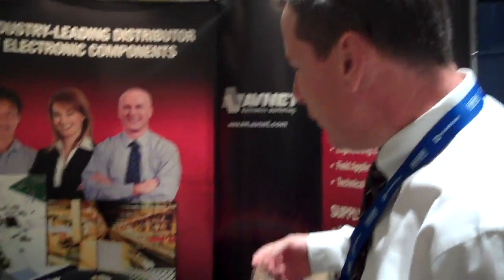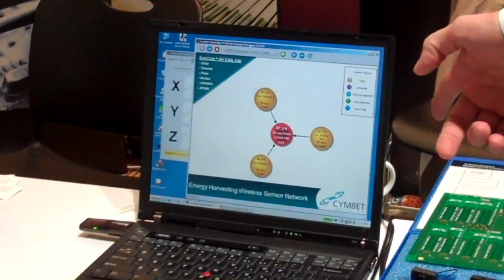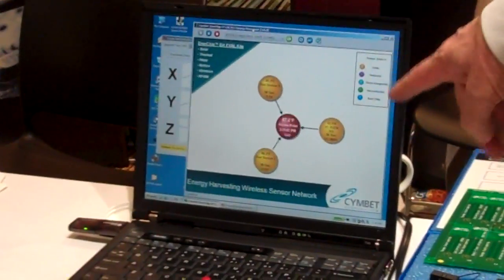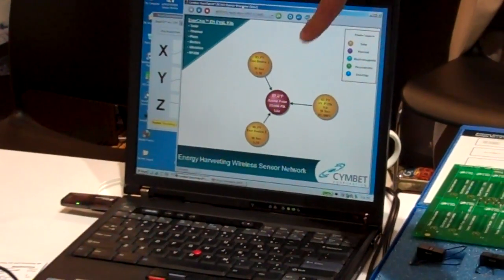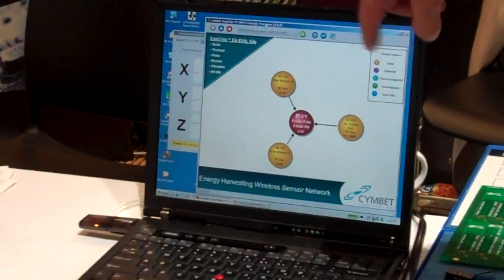Okay, I'm Joe Tillison from Avnet Electronics Marketing, and we're here at the IDTechEx Wireless Sensor Network and Energy Harvesting Conference in Boston. So what we have here set up as a demo is a 2.4 GHz narrowband wireless sensor network with four nodes. The center node here, the red one that's blinking, is the access point tied into the laptop.